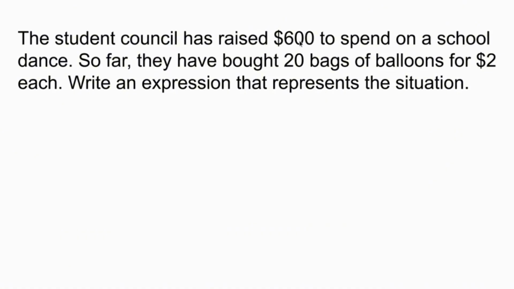The student council started with $600 to spend on the dance. They already bought 20 bags of balloons for $2 each. So first we have to figure out how much money they spent on balloons. So 20 bags, $2 each, is going to be 20 times 2. Since they started with 600, we need to subtract that amount.